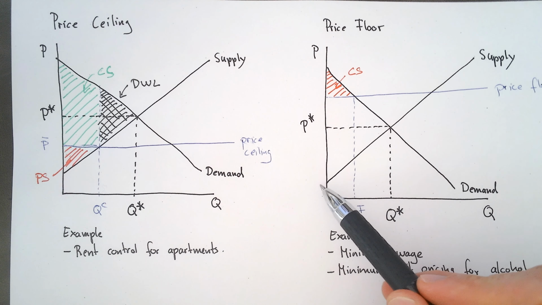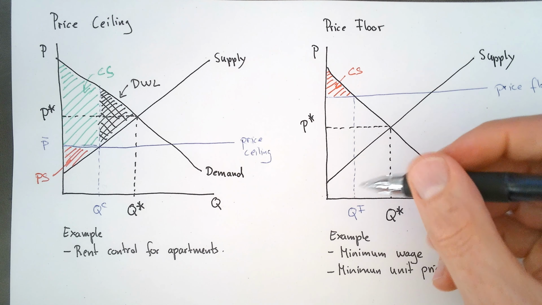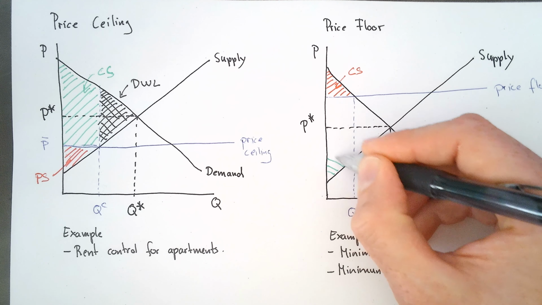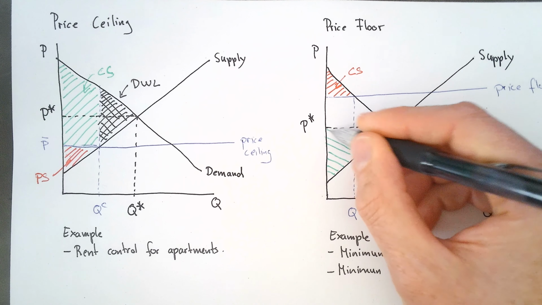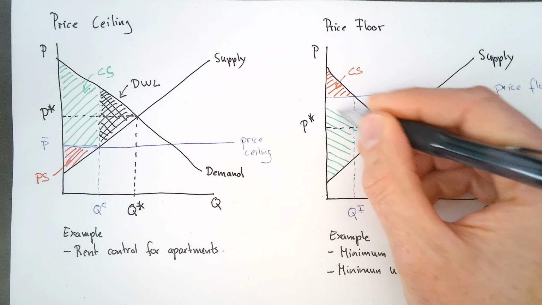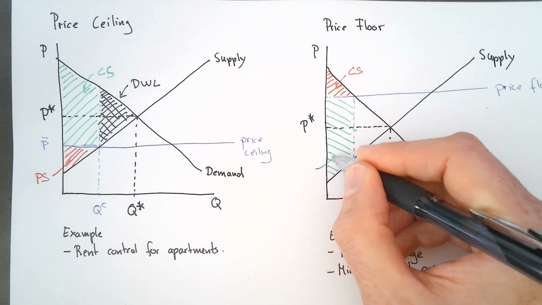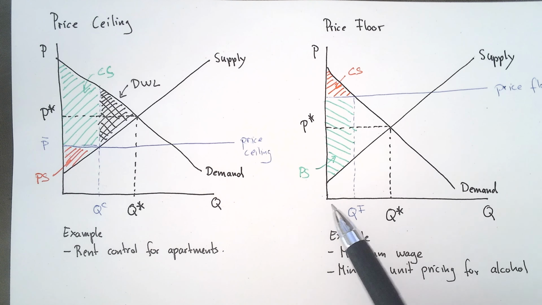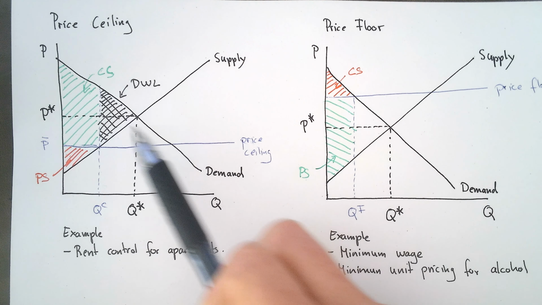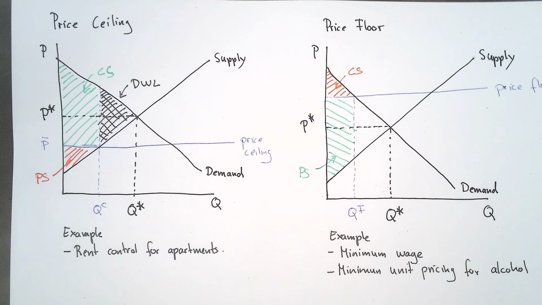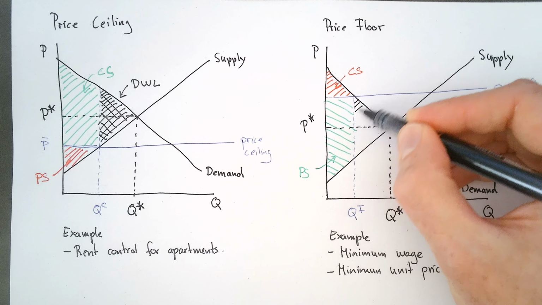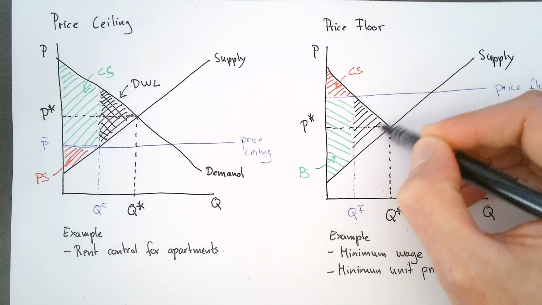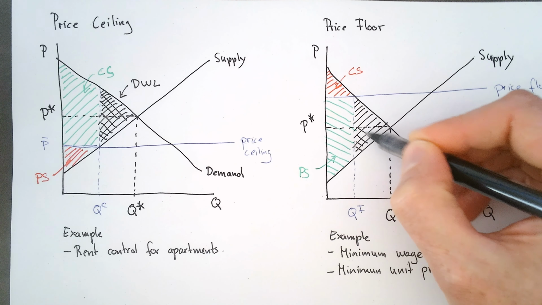The producer surplus is larger because now the producer surplus is this entire area here. Okay? So that would be the producer surplus. Remember that a price floor benefits producers and the price ceiling benefits consumers. But very much like with the price ceiling, we now have a deadweight loss. That is marked by this triangle here.